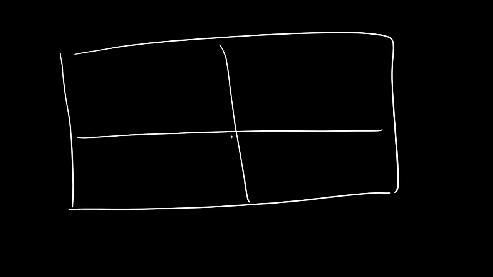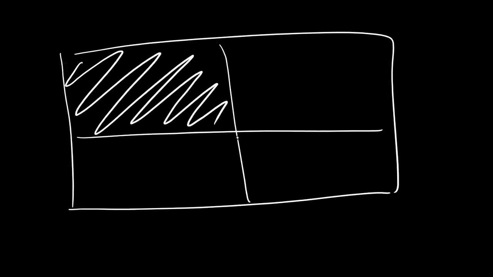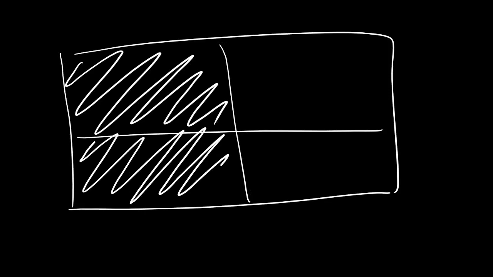So, for example, say we had this. Say we shade this portion and this portion. What percentage of the entire rectangle has been shaded in? If you said 50%, you'd be correct. This is half, which is 50%. Okay, so we won't do much practice with that because it should be pretty easy.